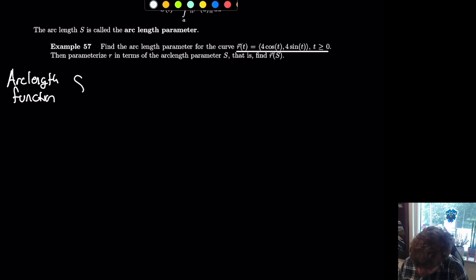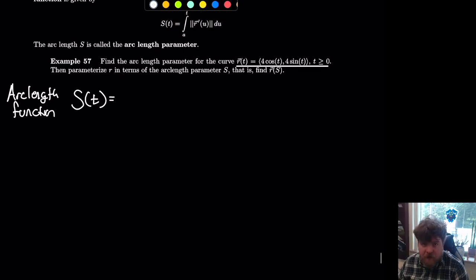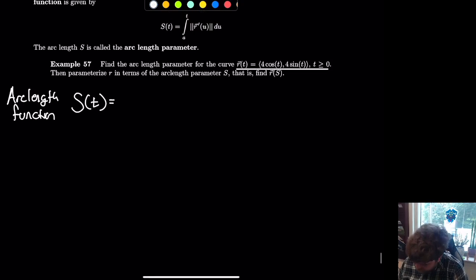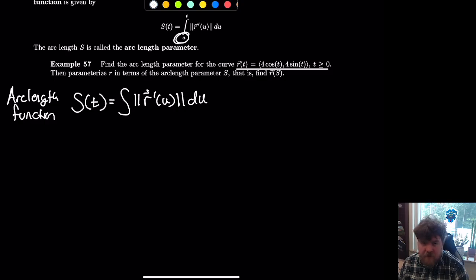So our arc length function is this function s of t, which right above, we know that s of t is going to be the integral of the magnitude of r prime of u du from whatever starting point we want to start at. Well, in this case, we want to start at t equals 0 because we're looking for this for values of t greater than 0. So let's start at 0, and we'll go up to t.